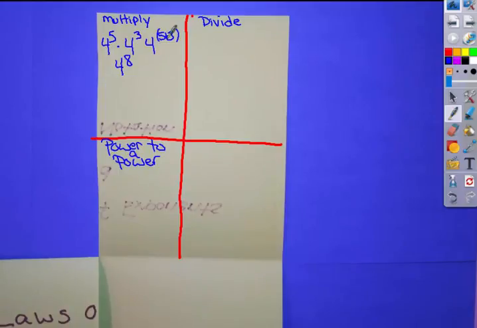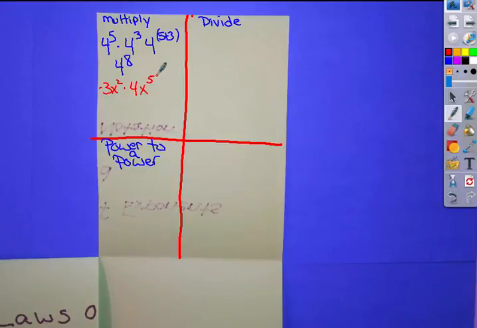So now, what if you have something different? What if I have, and let me change colors, what if I go with, I'm going to say negative 3x squared times 4x to the 5th.